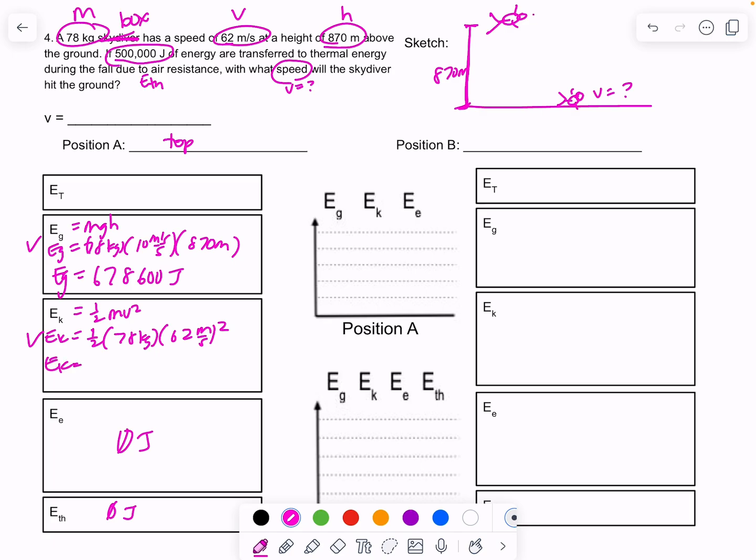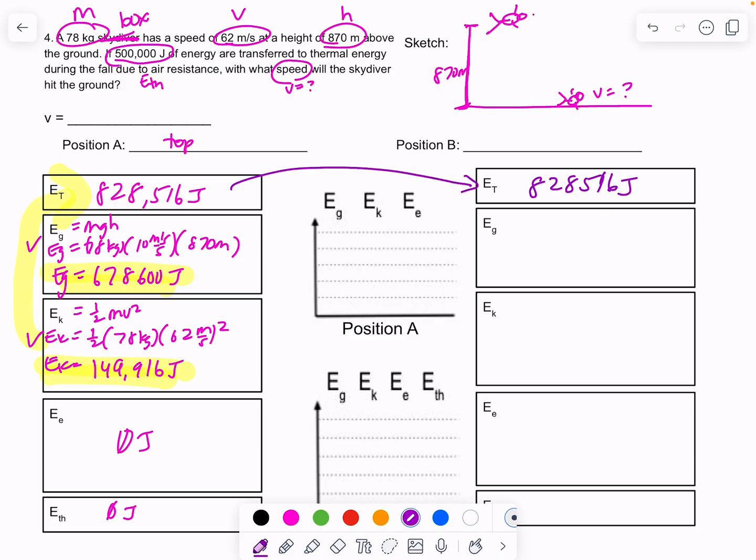So 0.5 times 78 times 62 times 62, 149,916 joules. Okay, so if I add that to the EG that I had, that's going to give me a total of 828,516 joules, okay? So this plus this totals up to that. All right, so I still have that amount of energy at the second position, because that total is going to transfer over, okay?